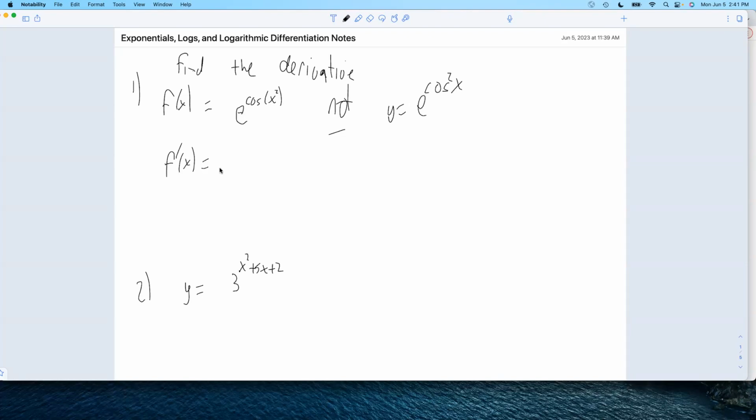The derivative of e to the anything is e to the same thing times the derivative of whatever is up top. Derivative of cosine of anything is negative sine of that same thing times the derivative, that's a parenthesis there, times the derivative of whatever is inside. In this case, derivative of x squared is 2x.